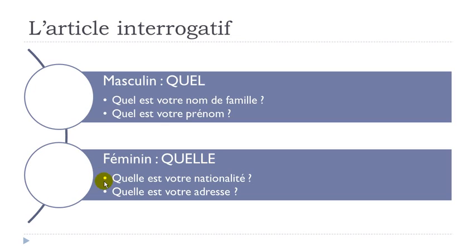Okay, and then here we've got two examples. So for the same reason as previously, we had this nom and then prénom. They were masculine words, so you will have to put this quel form at the masculine. And then here, nationalité and adresse, so nationality, address, are feminine words. So it does mean that you will have to use this article interrogatif, quel, at the feminine form.